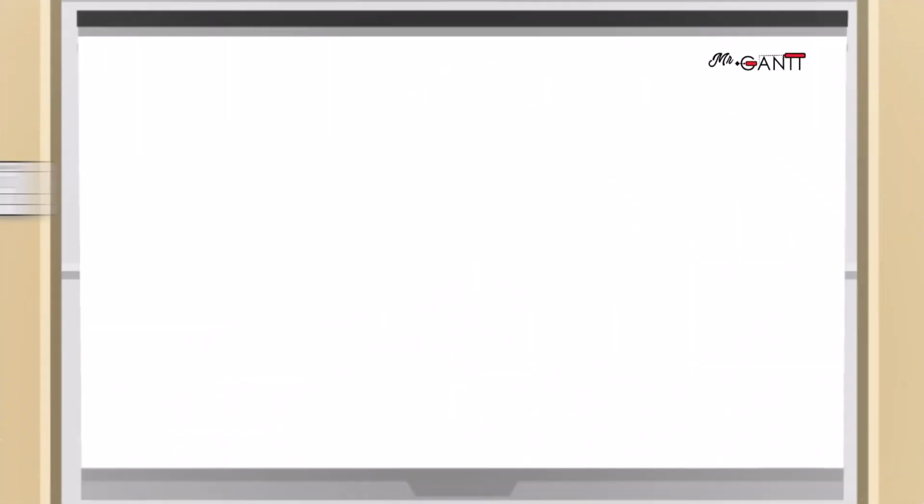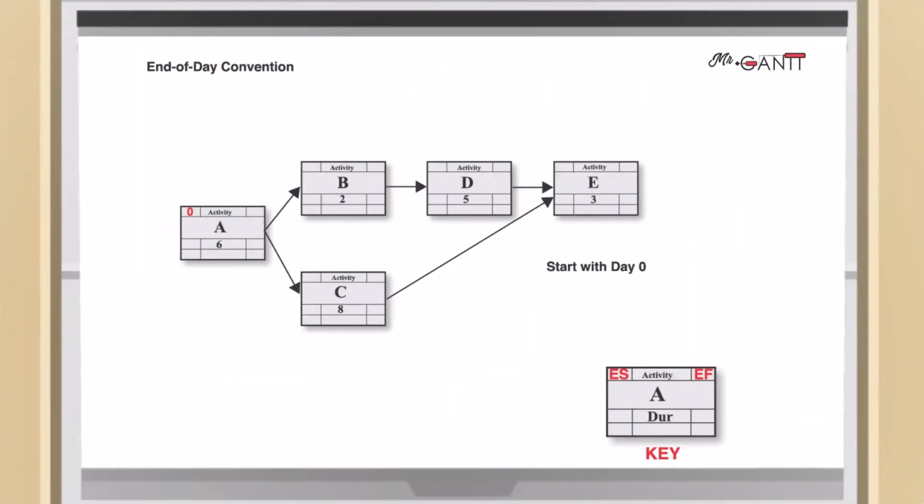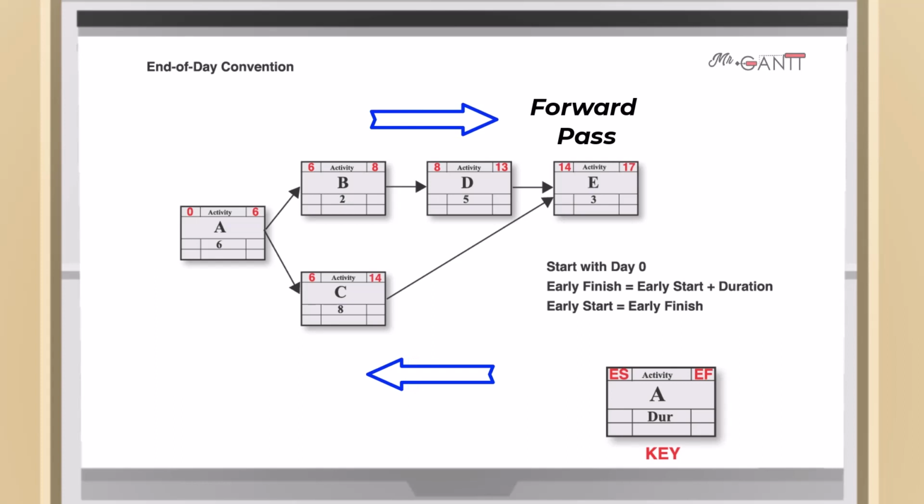In the figure, we basically start on day 0, so early start is equal to 0. Then, the early finish of activity A will be equal to the early start plus the duration. Early start of the next activity is equal to the early finish of the preceding activity. We go ahead to complete the forward pass, then the backward pass.